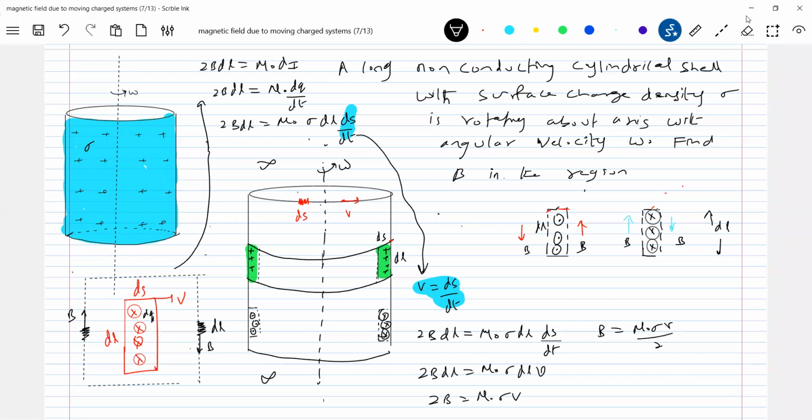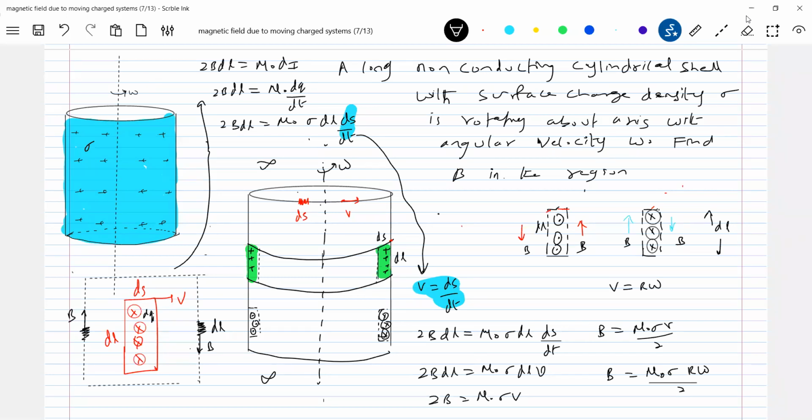What is v? We don't know v, we have assumed it. v is equal to r omega. So for a rotating cylinder also we are able to get it like this. So this is the magnetic field due to one strip.